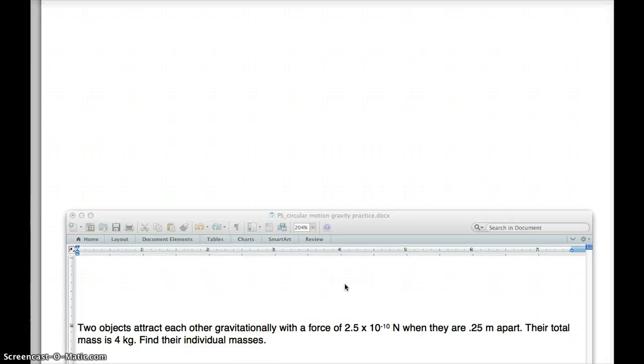The last one, number 16, is kind of a fun one. It says, two objects attract each other gravitationally with a force of 2.5 times 10 to the minus 10 newtons when they're 0.25 meters apart. Their total mass is 4 kilograms. Find their individual masses. So we're not given one of the masses right away. We just know that when you add them up, you get 4. And so this is a little twist on a classic force of gravity problem.